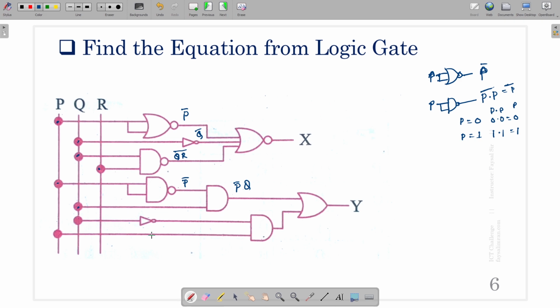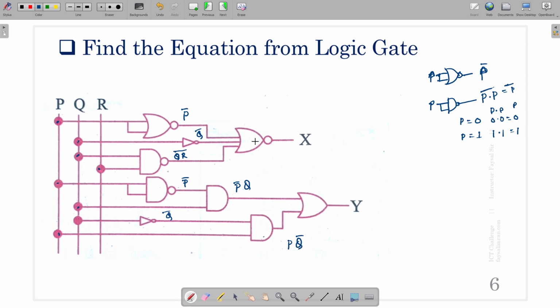Okay. Now in this logic gate, the input is Q. So you will get Q bar, and from this line you will get P. So for this AND logic gate, you will get P into Q bar. You can write Q bar into P, but this is more synchronized, right? So P into Q bar.